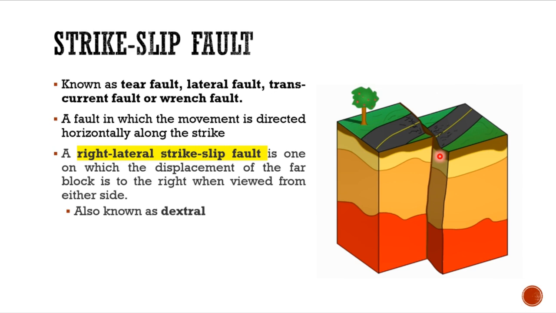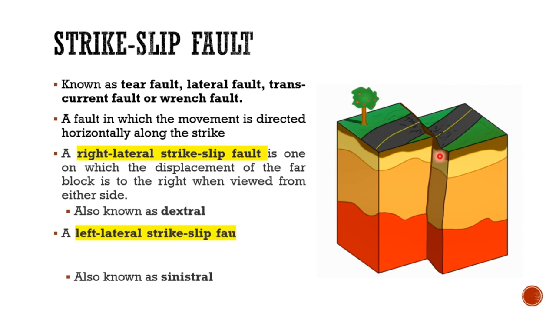A right lateral strike-slip fault is one on which the displacement of the far block is to the right when viewed from either side. In other words, if the observer on one side of the fault sees the opposite block to have moved to the right, the fault is said to be right lateral or it is known as dextral.